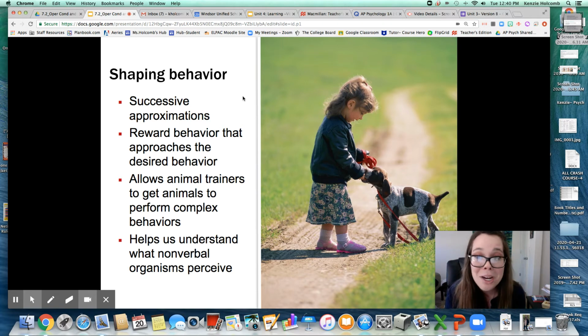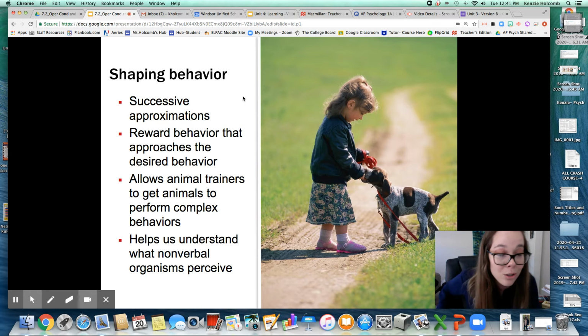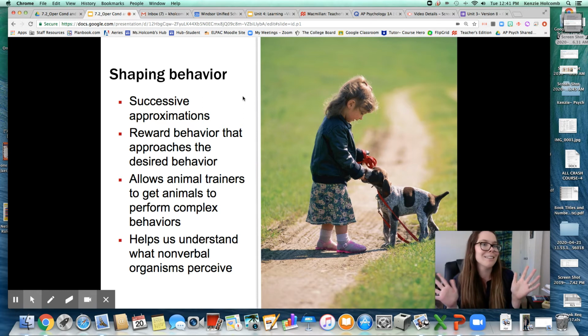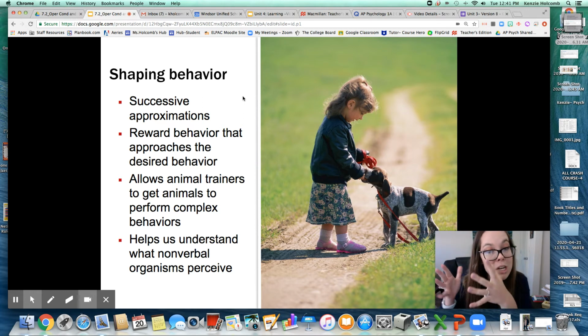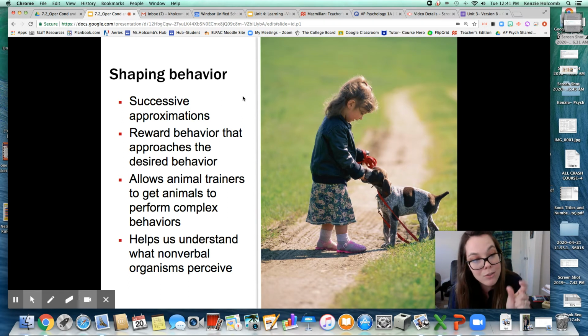Same with potty training a child. You first have a fake potty, and this is where we use the restroom. It's little steps over time that shape the behavior to the ultimate desired behavior. If we tell an infant, okay, it's time for you to learn to use the restroom right now, they're going to be like, what? What did you just say to me? We need to teach them in baby steps. So shaping is small approximations of desired behavior leading up to the big picture. It allows animal trainers to get animals to perform complex behaviors.